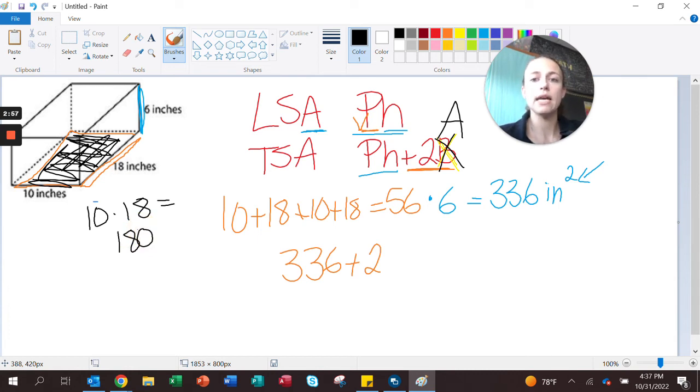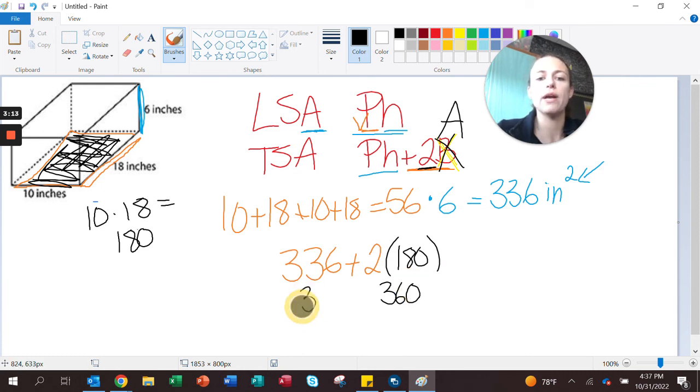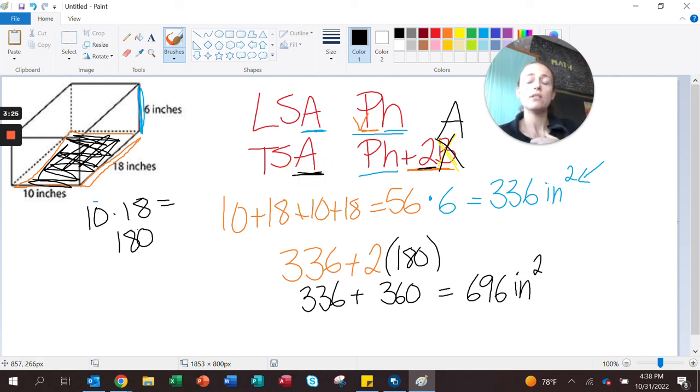Now the formula did say I need 2 of them. That's because, remember, we have the walls covered, but now we want the ceiling and the floor. That's 2 parts. So that's why we need 2 of them. So I'm going to multiply this 180 by 2. That would give me 360, and then I'm going to add it to what I already had as the lateral surface area, and this would give me a final answer of 696 inches squared, again because we are finding area. So that's how you would figure out lateral and total surface area of a rectangular prism.